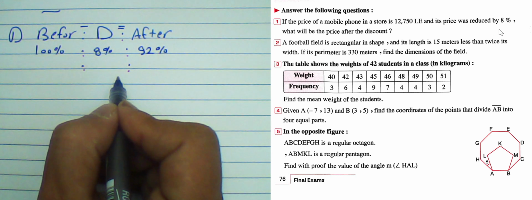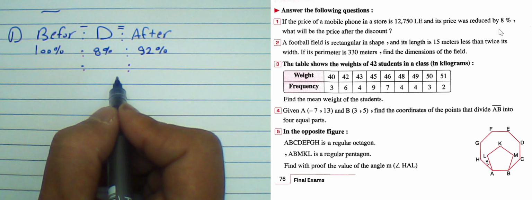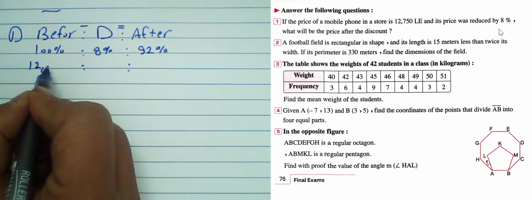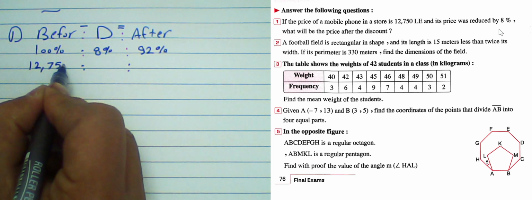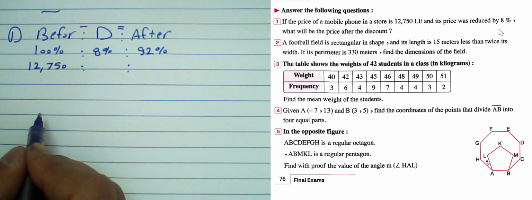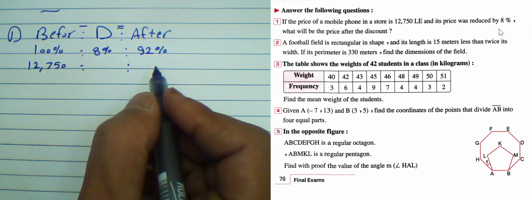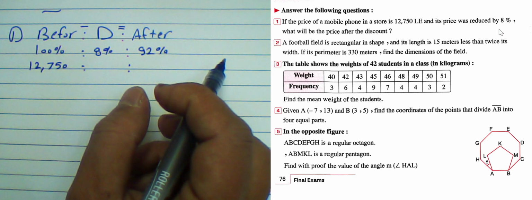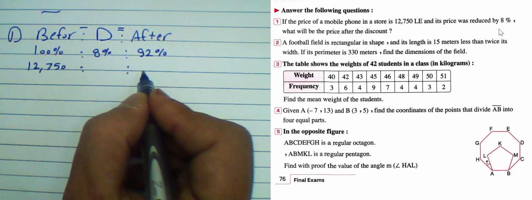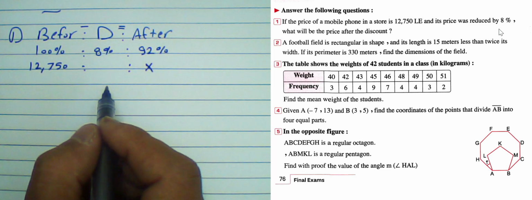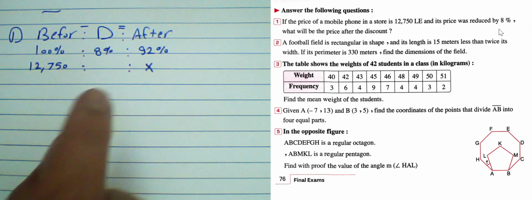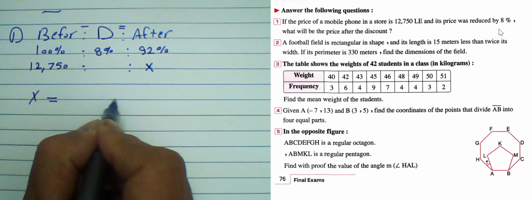And then it tells us the price of the phone before discount was 12,750 Egyptian lira. We want to find the price after discount. The price of the phone after discount, put X. Okay, we are comparing between before discount and after discount. Write X here, and then find the value of X.